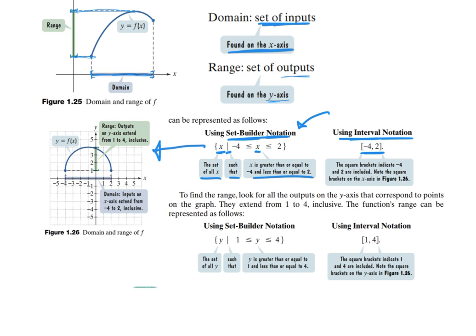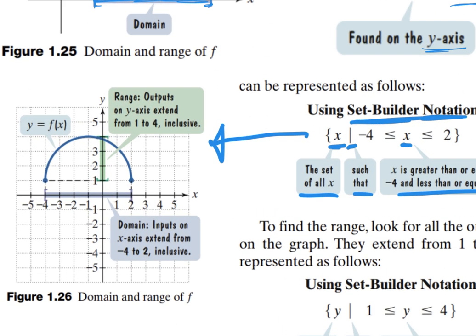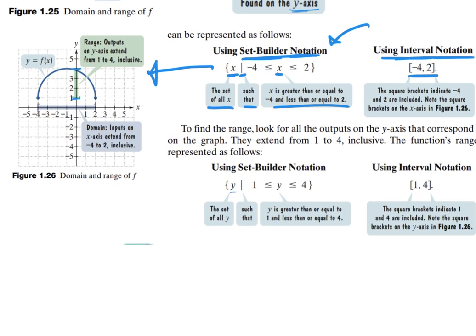And then the range, same thing. We're going to be looking here. Notice on the y-axis that's from 1 to 4. So set builder notation, all y such that y is greater than or equal to 1 and less than or equal to 4, or the interval notation just from 1 to 4 using the brackets.